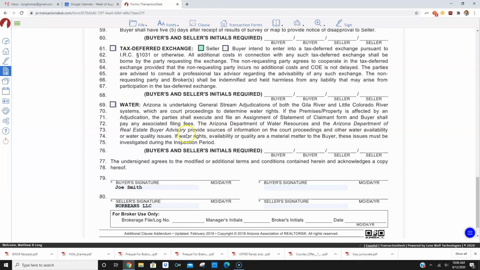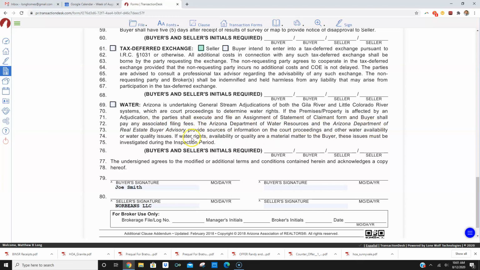Water. Actually, I have never read this one, so we're all about to learn something. Arizona is undertaking general stream adjudication of both the Gila River and Little Colorado River systems, which are court proceedings to determine water rights. If the premises property is affected by that, the seller shall execute and file an assignment of statement of claimant form, and buyer shall pay any associated filing fees.